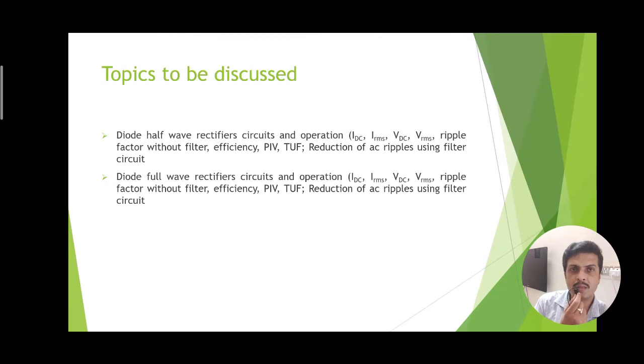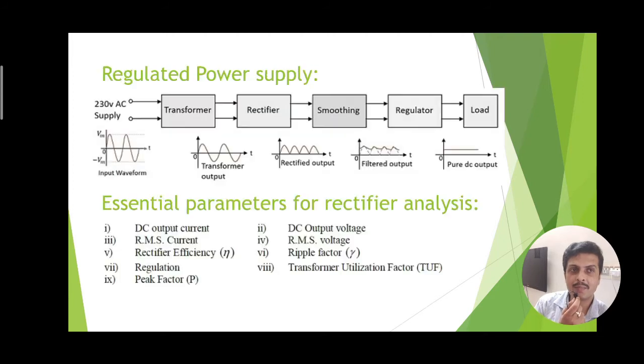We will discuss today the half wave rectifier and full wave rectifier. All the parameters will be discussed today. That is the DC current, RMS current, DC voltage, RMS voltage, ripple factor without filter, efficiency, peak inverse voltage, transformer utilization factor, reduction of AC ripples using filter circuits, etc.